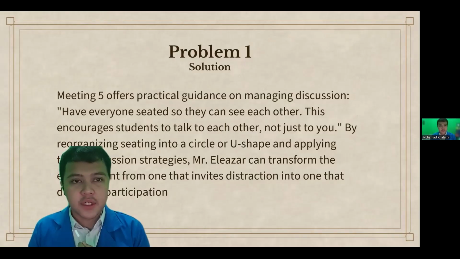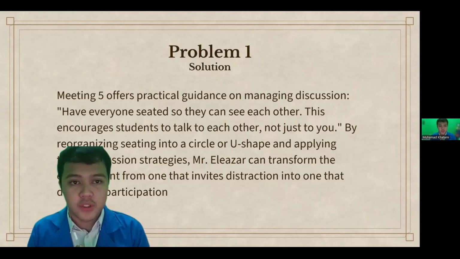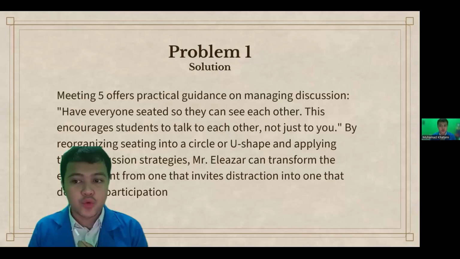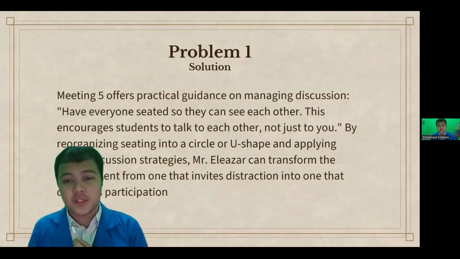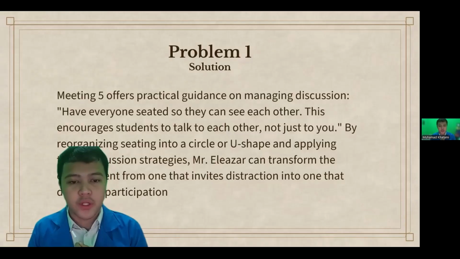So the solution for this problem, mentioned in meeting 5, offers practical guidance on managing discussion. Have everyone seated so they can see each other. This encourages students to talk to each other, not just to you, the teacher. By reorganizing seating into a circle and applying these discussion strategies, Mr. Eleazar can transform the environment from one that invites distraction into one that demands participation.